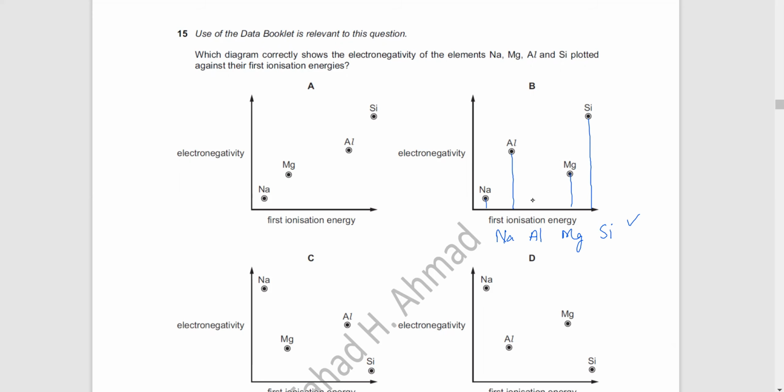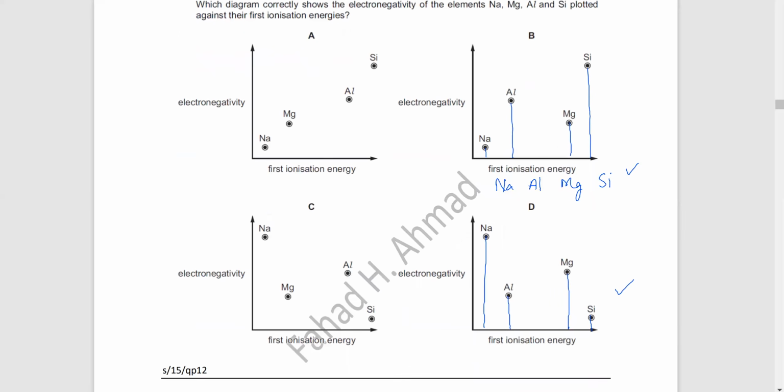And even for this graph as well, it's Na, Al, Mg, and Si. So that part is also correct. These two are incorrect because the sequence on the horizontal axis is Na, Mg, Al, Si. So that's wrong. This is also Na, Mg, Al, and Si. So that's wrong. So these two are definitely incorrect.